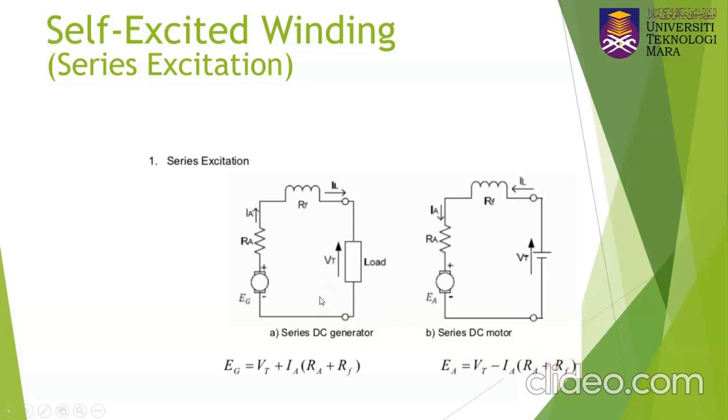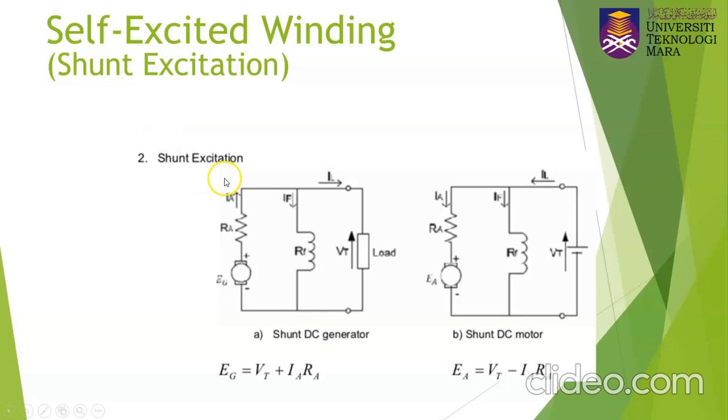All right. Next, let's have a look at the shunt excitation type. For shunt, it means that your armature winding and field winding are connected in shunt. You see RA and RF are in shunt connection. For the generator, since it generates the electricity, the armature current comes towards the load. For the motor, since it needs electricity, we have a supply here, and the current will come from the supply to the motor.